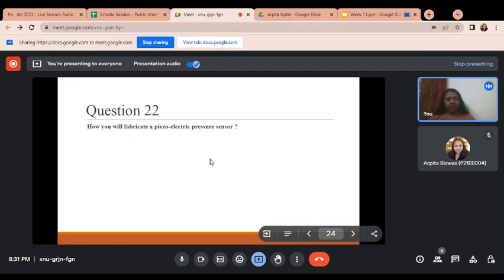The TMAH process is a standard process, and using it we can etch the silicon wafer. We also have to optimize the parameters and measure the thickness of the diaphragm. By this process, we can etch the silicon wafer from the back side.